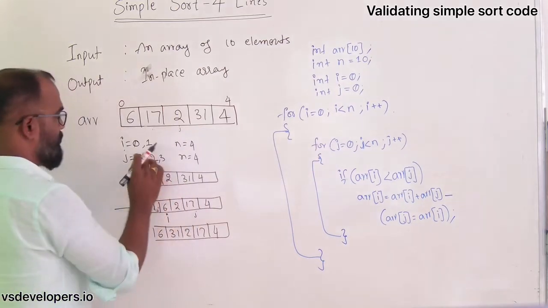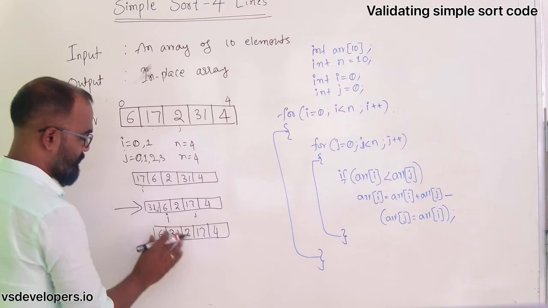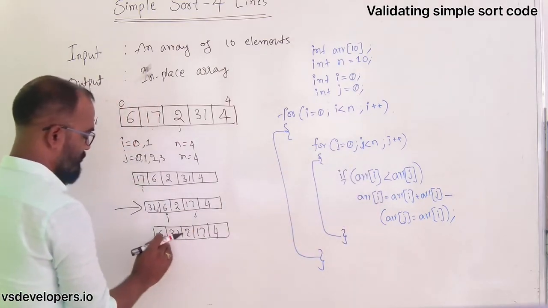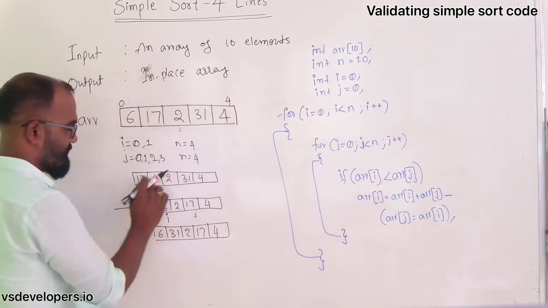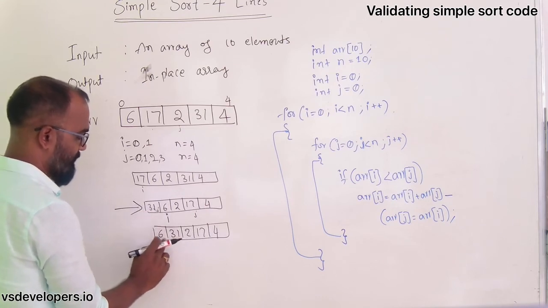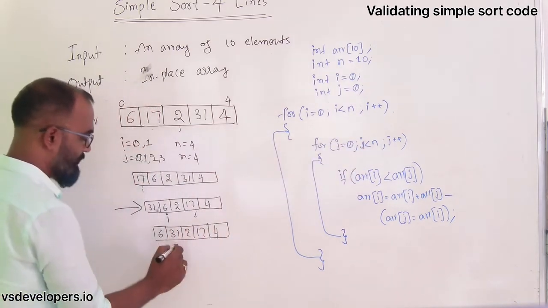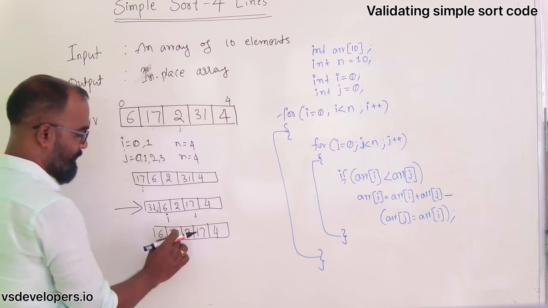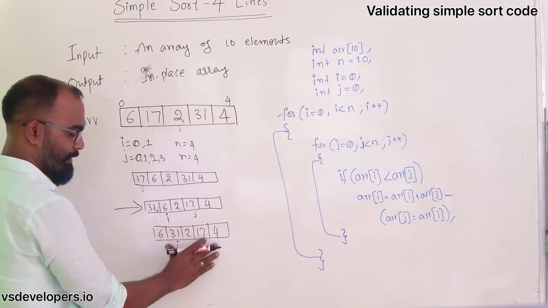So I has become 1 now. When your I is 1, in this new array your I is pointing to 6. So we repeat the entire process again. Array of I, that is 6, is less than array of J. J is at 0, so the 0th value is 31. Therefore, you will have the swapped value. Now 6, 31, 2, 17, 4 is a new array. Then J gets incremented, I remains at 31, and you compare against all the values. So 31 will not be less than any of these numbers. Therefore, this array remains the same.